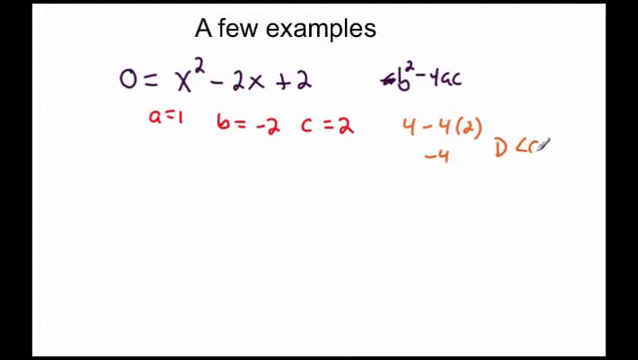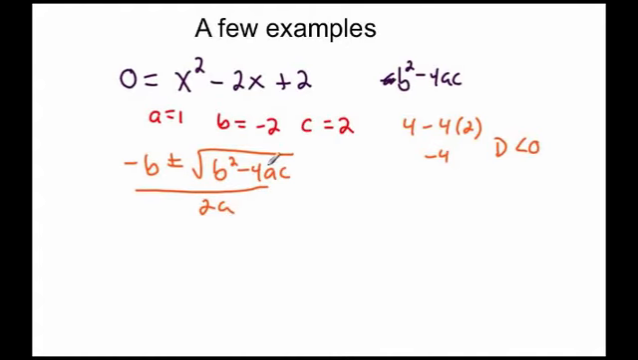So the discriminant is less than 0, and therefore when we look at the formula, and again I'll remind us, negative b plus or minus the square root of b squared minus 4ac all over 2a, this portion under the square root symbol would be negative, and therefore we would have no real solution for our problem. So this one we don't even need to plug in all the way, because we know we'll have the square root of negative 4.